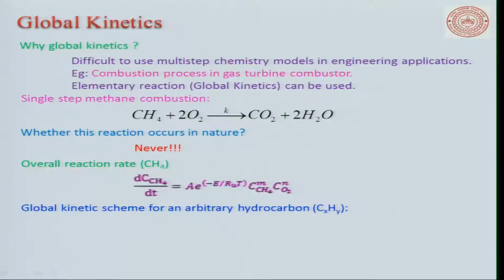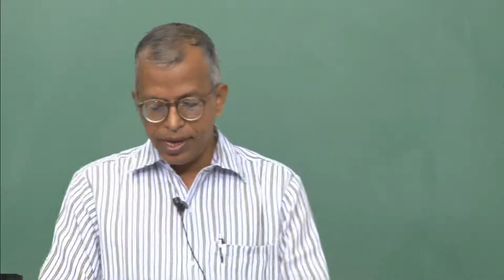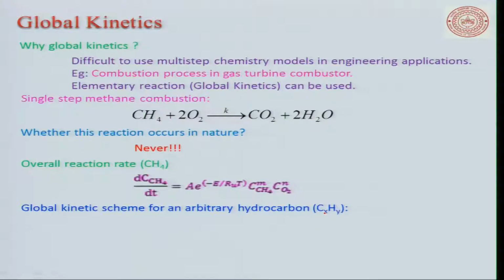So, this is about methane, but we look at the global kinetic scheme of an arbitrary hydrocarbon CxHy, which we have already discussed earlier. It can be C1H4, methane, if x is 1 and y is 4. Similarly, if x is 2 and y is 6, it will be ethane, then propane, butane, and you can go on like that. So, if I take this arbitrary hydrocarbon CxHy plus (x plus y by 4) moles of oxygen reacting, it gives rise to the products x CO2 plus y by 2 water.